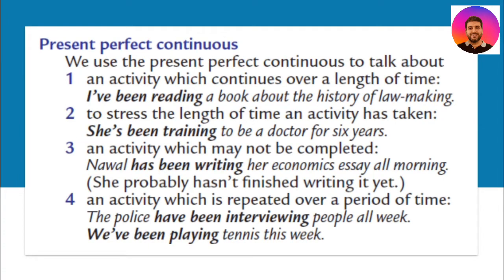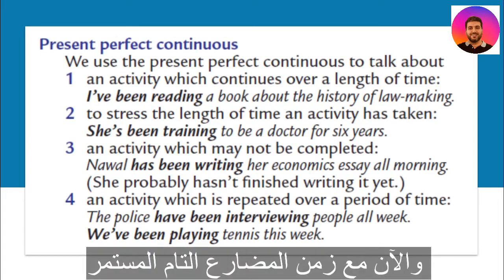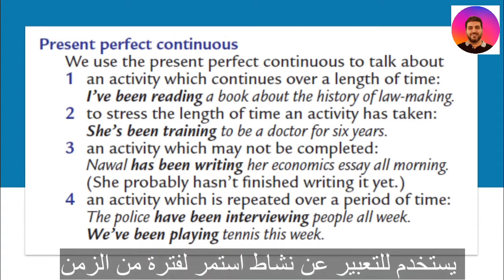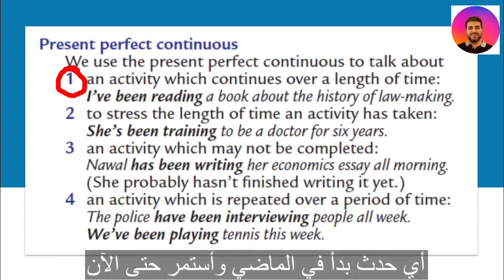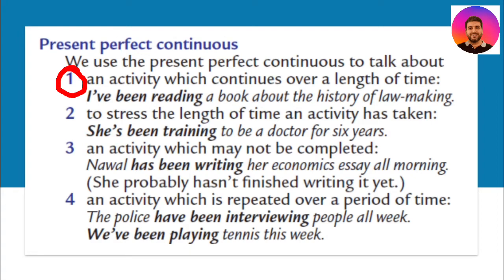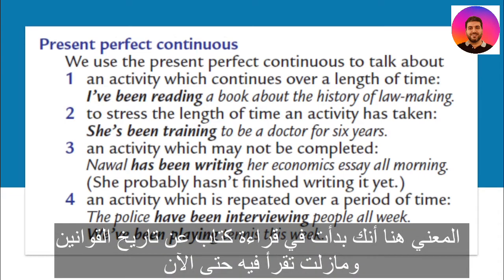If we move on to compare the second one, which is the present perfect continuous, we use it to talk about an activity which continues over a length of time. Something happened in the past and continued for a long time, up to now. So, for example, I have been reading a book about the history of lawmaking. So here it means you started reading and up till now you are still reading.